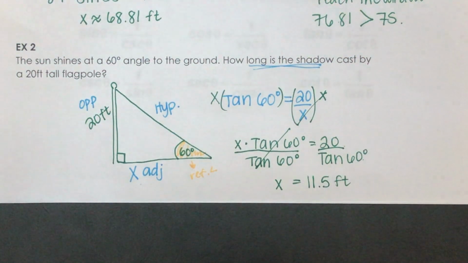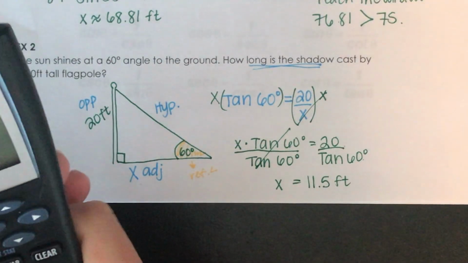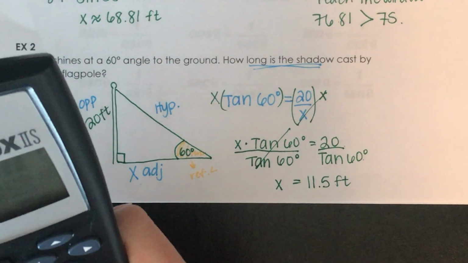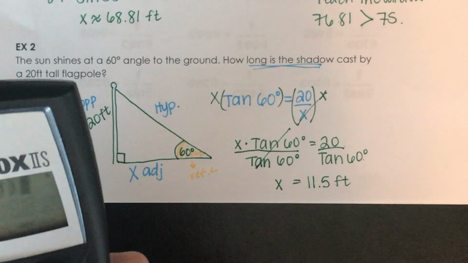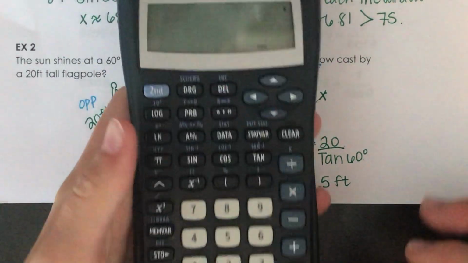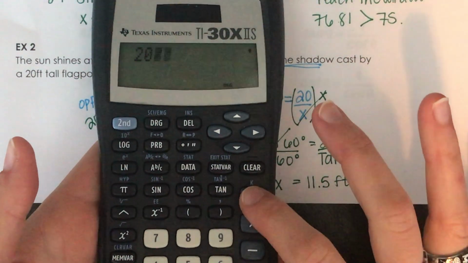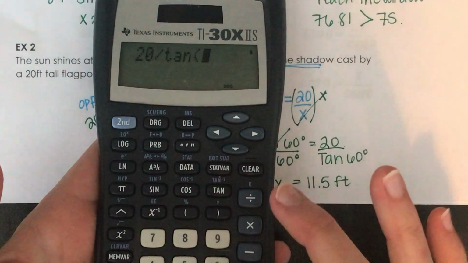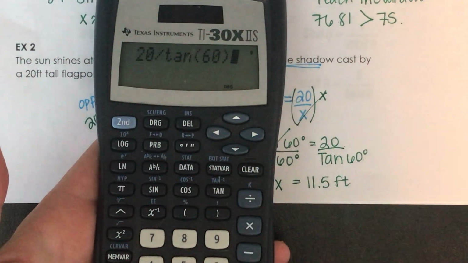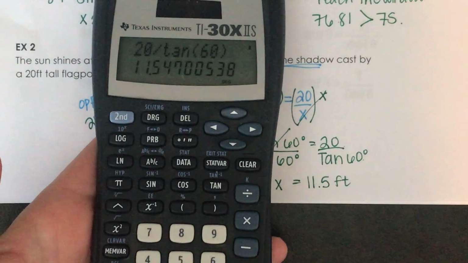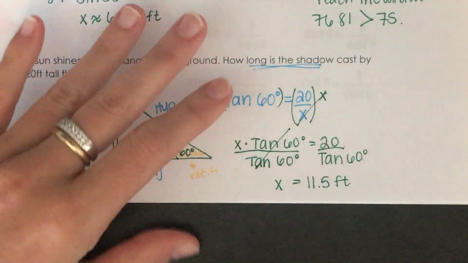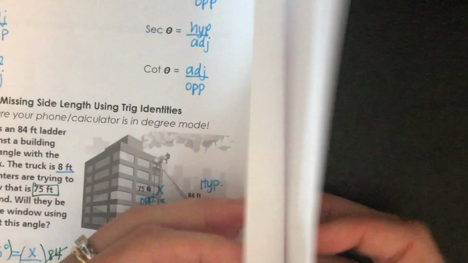If you're doing it on a calculator, you're going to just put it in straight as you see it. So you're going to do 20 divided by tangent of 60. Close my parentheses, equals, I get the same answer. Okay, great. There's our first part.